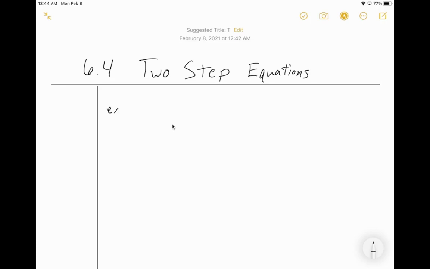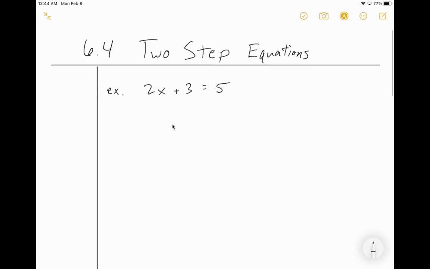So here's just an example for you to kind of watch and not write down. Let's say you had 2x plus 3 is equal to 5. This one is a little bit different than what we've been doing before. Remember what we talked about with one-step equations. The key is knowing what is happening so that you can undo it.